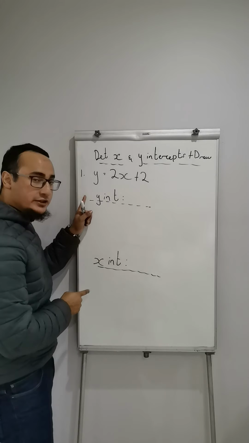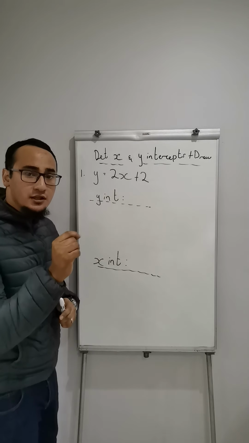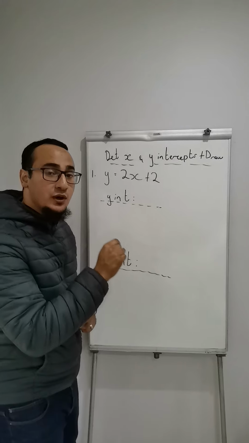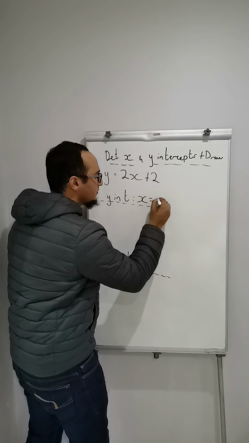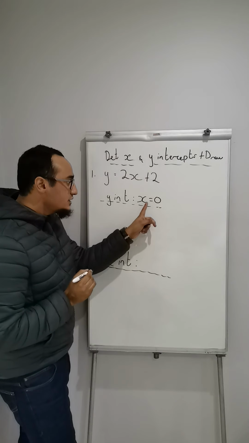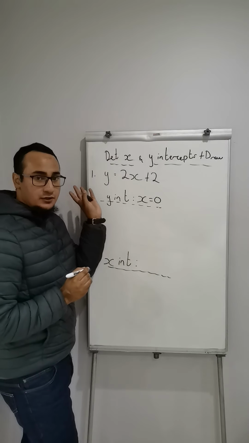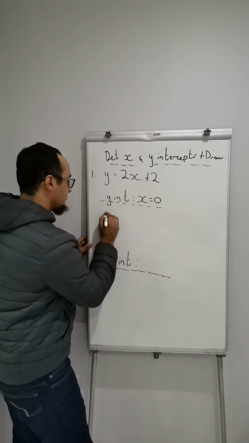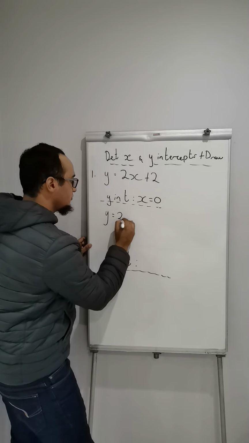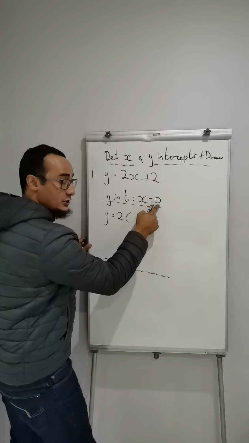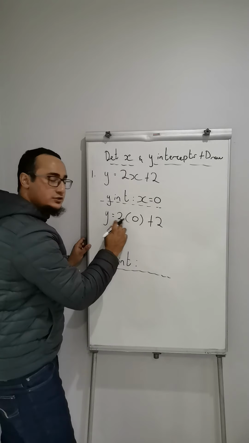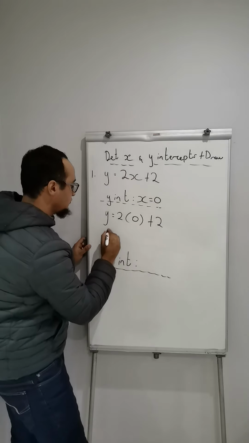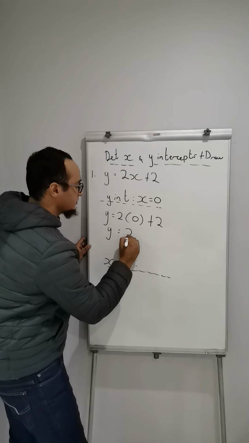So let's first calculate the y-intercept. If I go back to last week's lesson, what's the one thing I know about the y-intercept? That the x value must be equal to 0. Wherever I see x, I substitute the value 0. So y is equal to 2 times x, and the value of x is 0, plus 2. 2 times 0 is 0, plus 2, and y is going to be equal to 2.